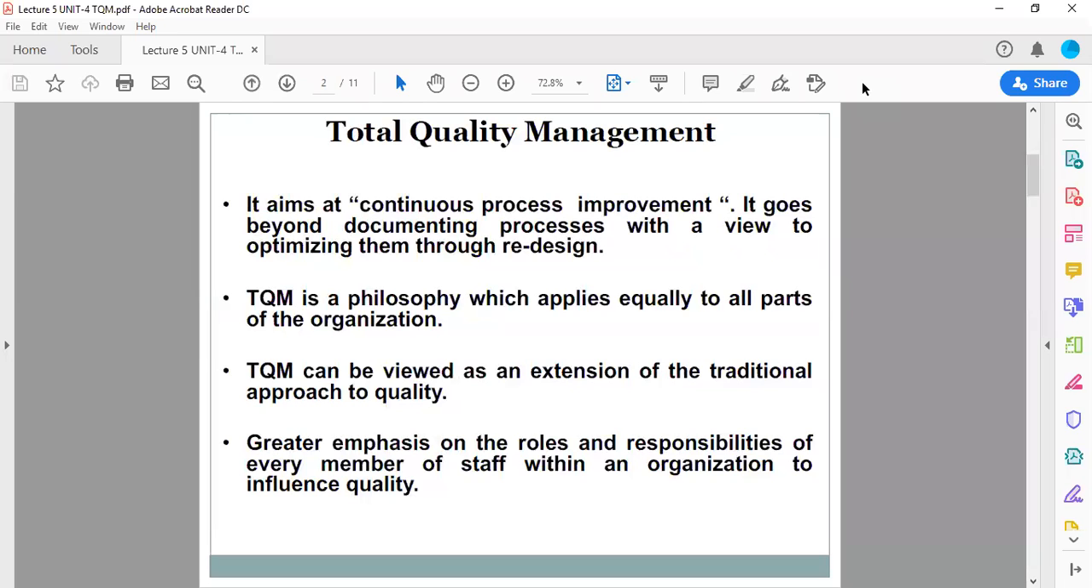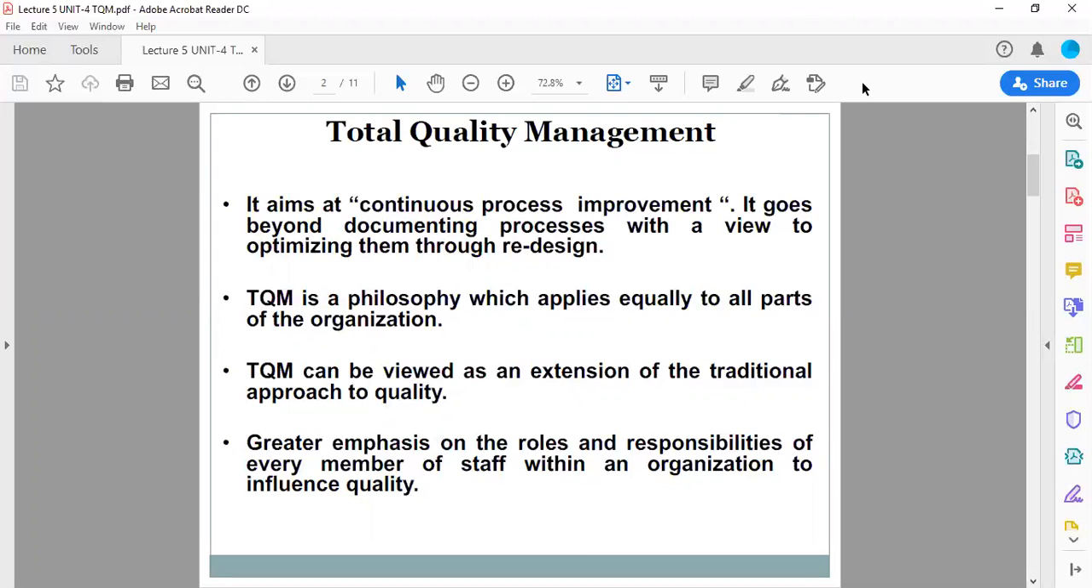Now as we receive feedback from the customer, we have to continuously improve or optimize our process in order to achieve the optimization. So TQM is a philosophy which applies equally to all parts of the organization, whether it is a designing field, a manufacturing field, an inspection side, a quality checking side, or whether a product is delivered to the customer. So all parts basically apply TQM.